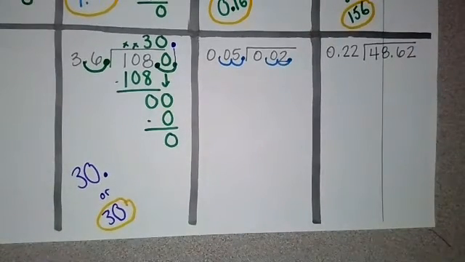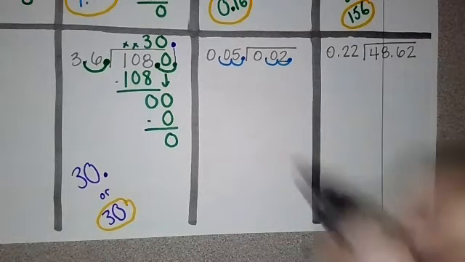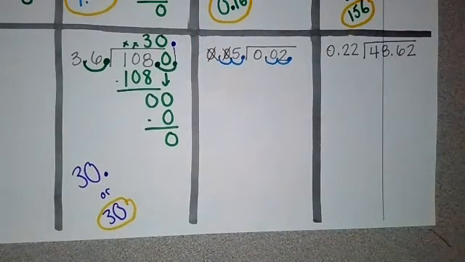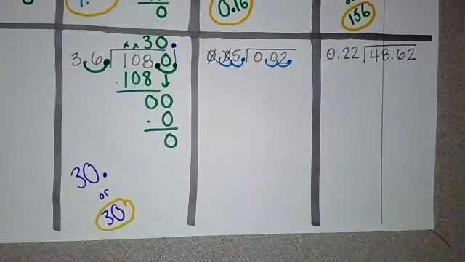Then what I would really like you to do is just come up here and cross off these zeros right here in front of the 5. You don't need them anymore. So now what you're doing is you're dividing 2 by 5. So here we go.